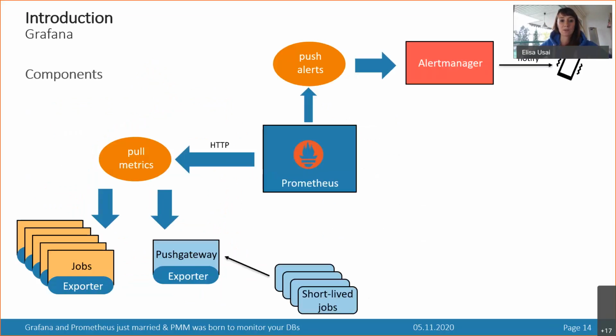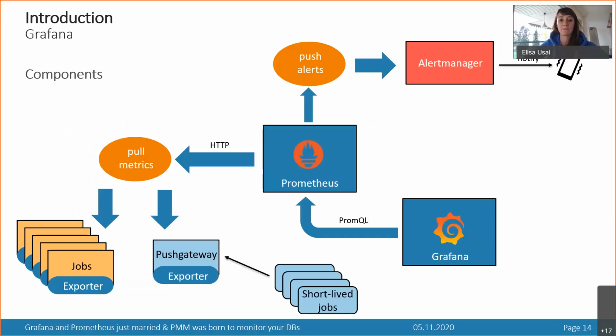So we have our schema of Prometheus that we saw before. If you want to integrate Grafana, it's like that. We can query metrics in Prometheus using PromQL in Grafana. And then we will visualize our metrics in dashboards and graphs. We can export them and so on.